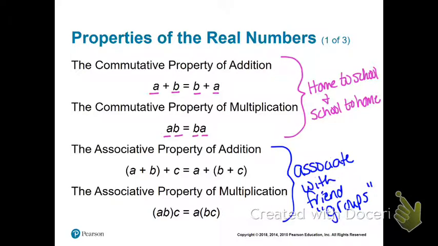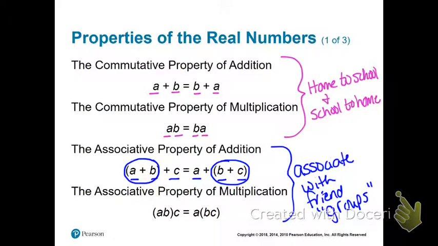Because if you notice here, both of them, the addition and the multiplication one, both have A, B, C, and it doesn't change the order. But if you notice, what is grouped together changes, okay? So where at first B was grouped with A, the second part of it, B, is grouped with C. It changed groupings. You changed your friend groups, therefore it is associative.